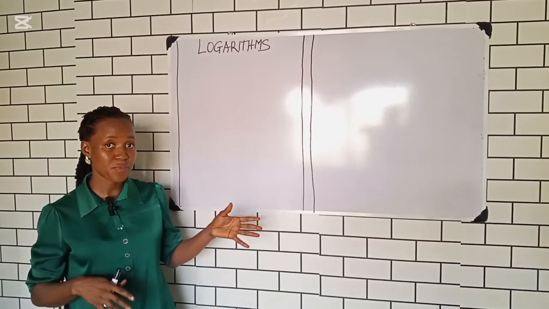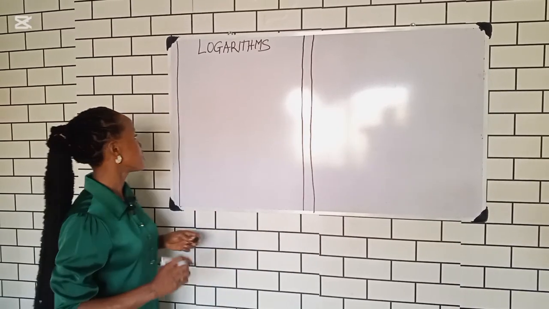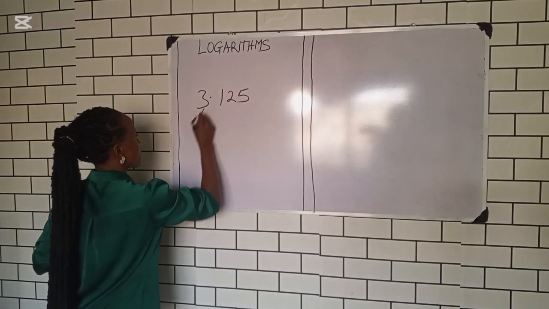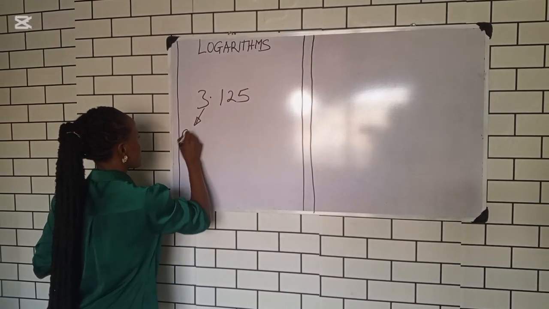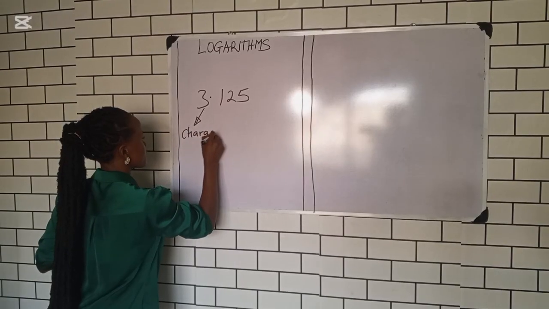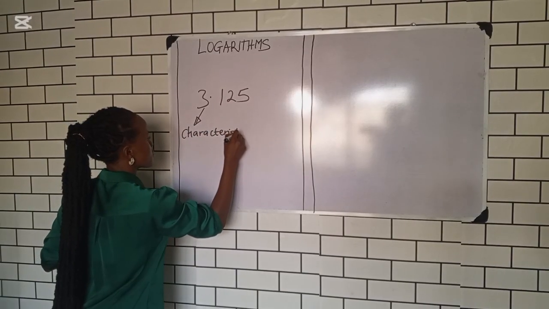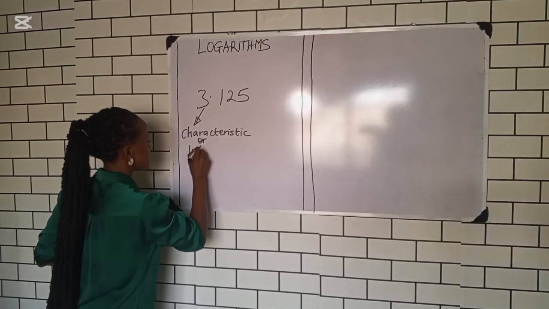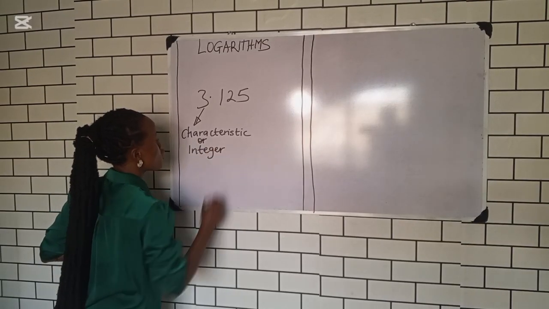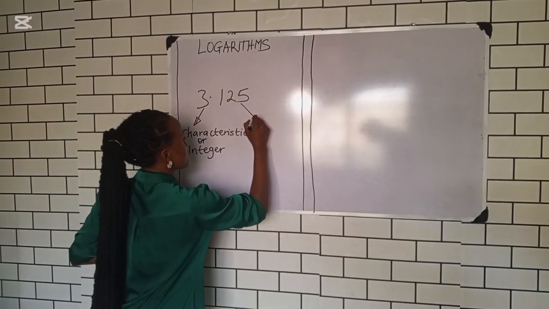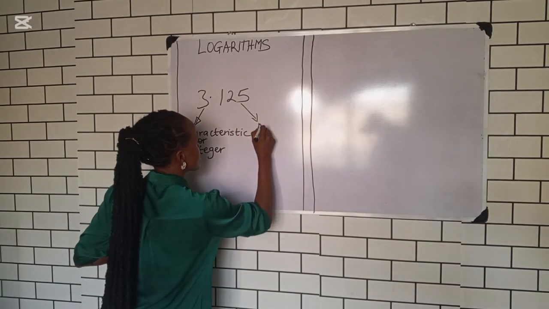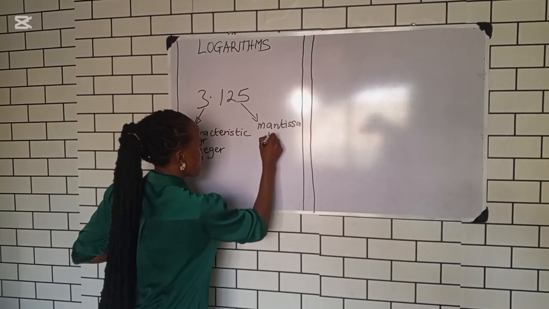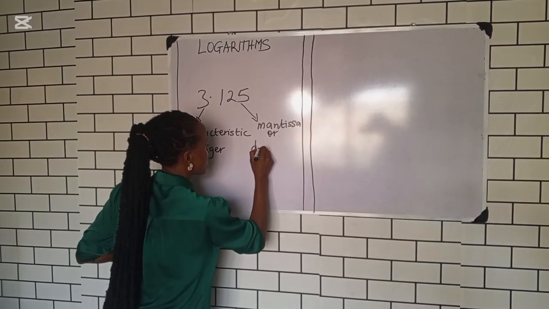It has the characteristic part and the mantissa part. For example, we have 3.125. 3 here is the characteristic part, or you can call it integer or whole number. After the decimal point we have the mantissa part, or you can call it decimal fraction part.